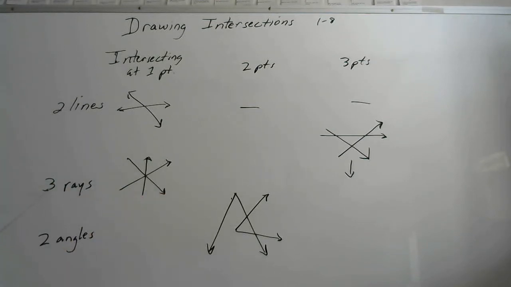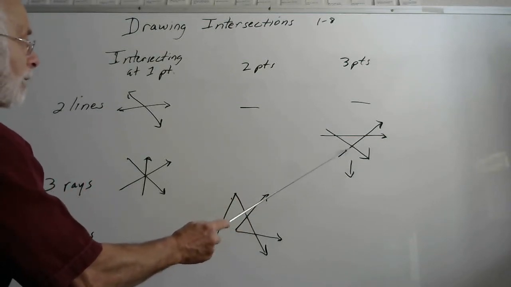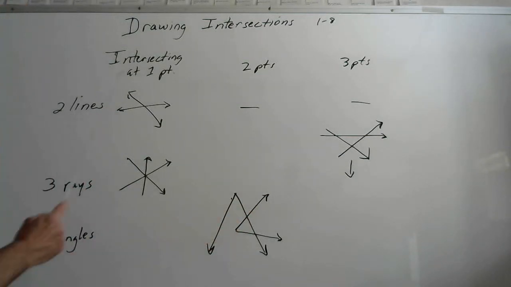Okay, here's another example, 3 rays. Notice I've got to draw them like rays. These are lines, so I have arrows on both sides. Okay, here I have rays. They meet in 1 point. Here I have 1, 2, 3 rays that meet in 3 points. You can still do 2. Okay, I'm not going to draw that for you. Another example, 2 angles. Notice I've got 1 angle, 2 angles, meeting at 2 points.